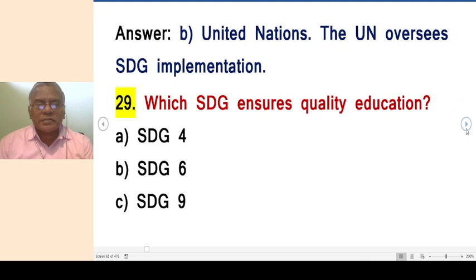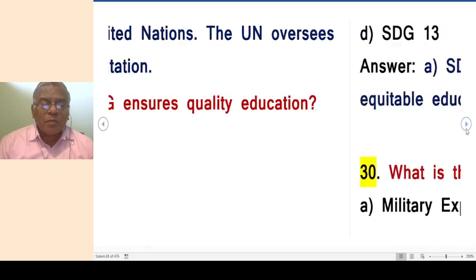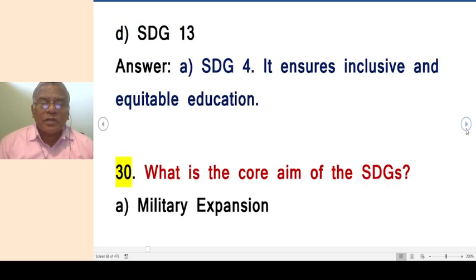That is the United Nations. The United Nations only is the brain of this entire Millennium Development Goals and Sustainable Development Goals, by gathering all the nations together. They have done it. So the UN oversees SDG implementation. Which SDG ensures quality education? Among the four, SDG 4. It ensures inclusive and equitable education.